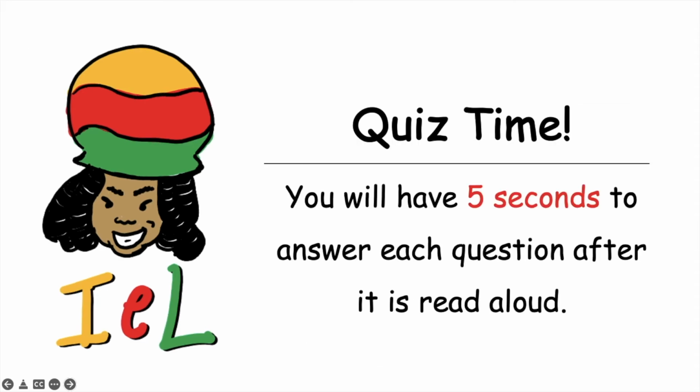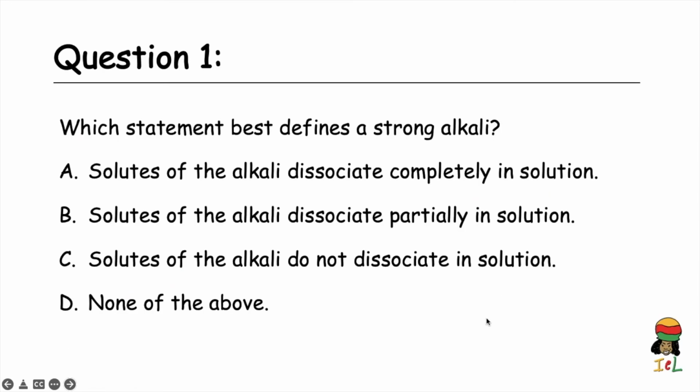It's quiz time. You have 5 seconds to answer each question after it is read aloud. Question 1. Which statement best defines a strong alkali? A. Solutes of the alkali dissociate completely in solution. B. Solutes of the alkali dissociate partially in solution. C. Solutes of the alkali do not dissociate in solution. D. None of the above. The answer is A. Strong alkalis dissociate completely in solution.